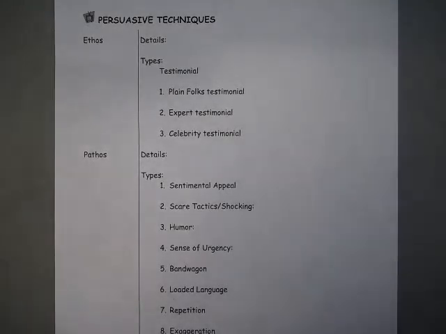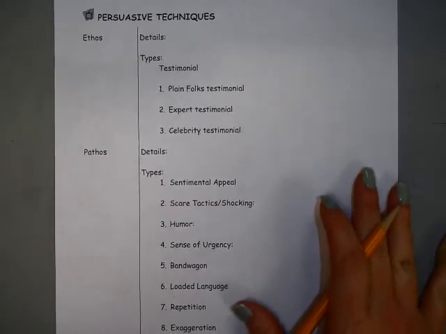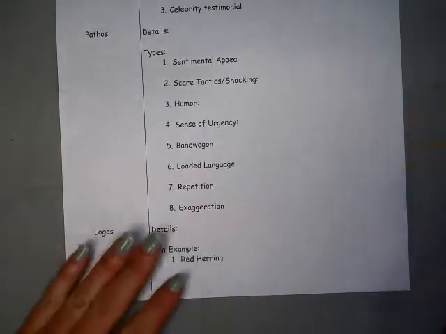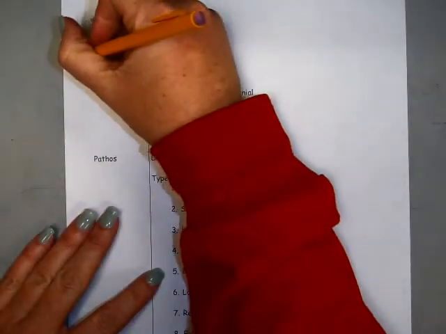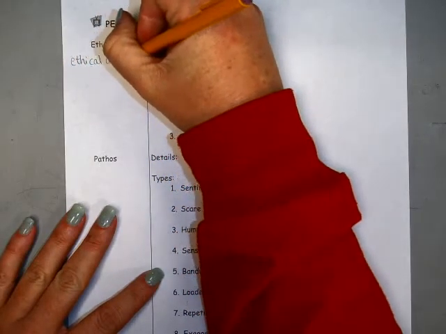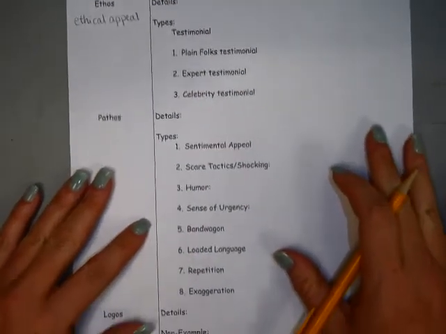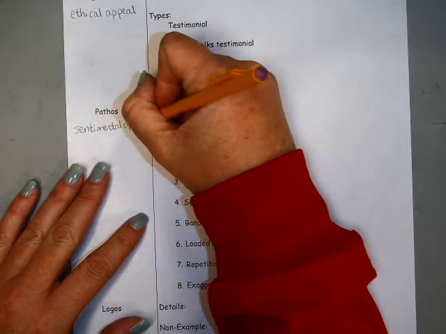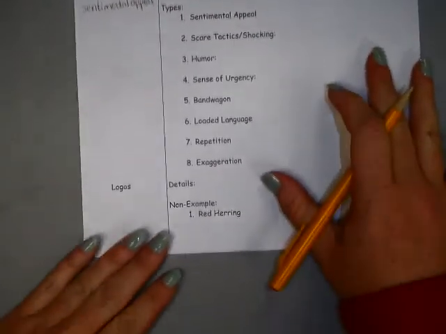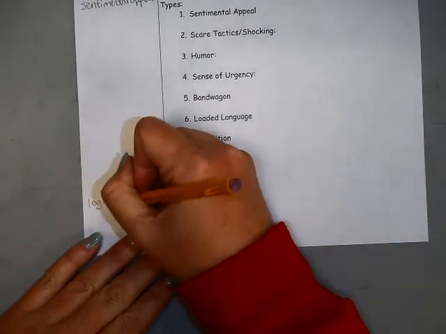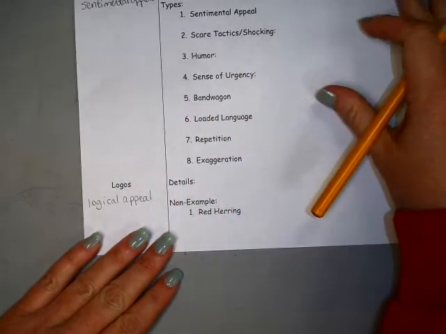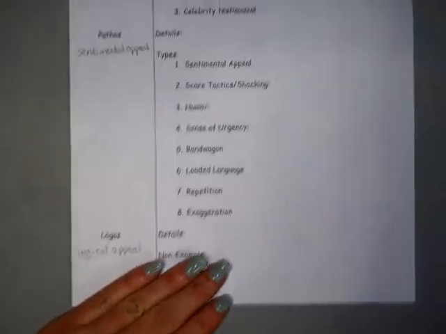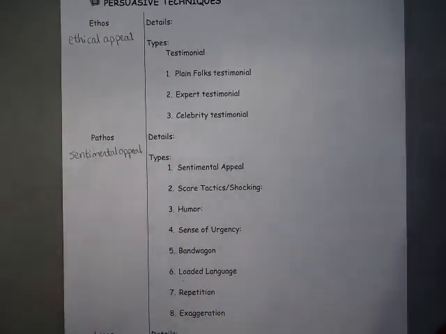If you'll notice on your paper that you were given, this handout, on the left side it's broken down into ethos, pathos, and logos. These are just Greek terms for what really mean ethical appeal, pathos involves sentimental appeal, and logos is logical appeal. So basically just Greek ways of saying those three things. I'll refer to them in class as ethos, pathos, and logos. Okay, so we'll start off by looking at ethos, what it is and what some of the examples are.